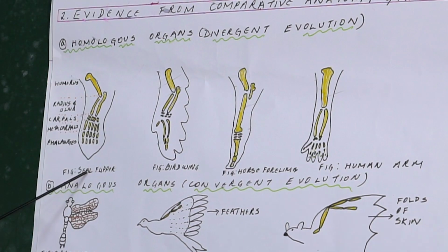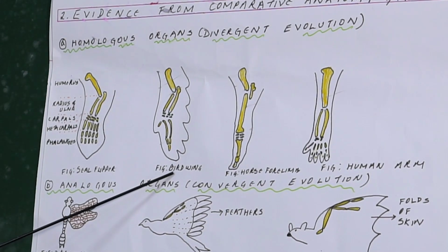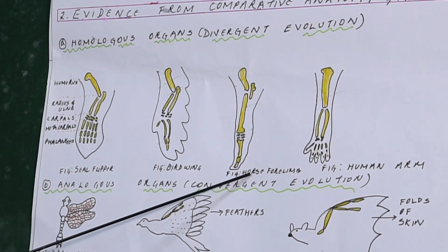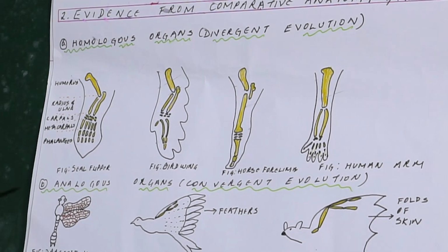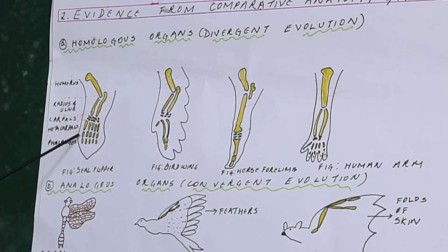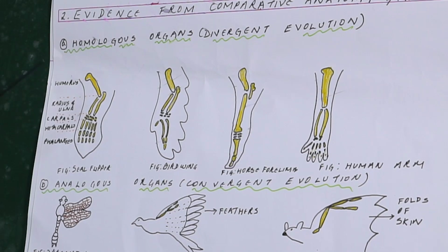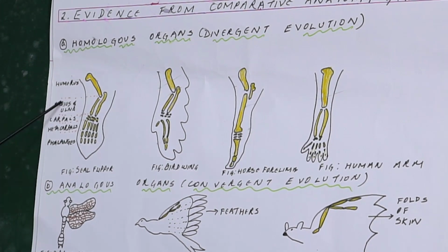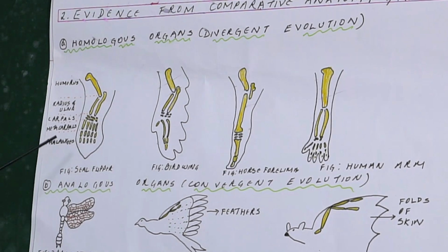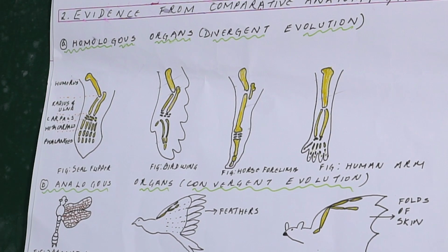When you look at the diagram, this is the diagram of a seal. This is the diagram of a bird. This is the wings of a bird. This is the horse forelimb. You know what a forelimb is, right? And then this is the human arm. When you look inside the bones, they found out that they are composed of the same bone structure, that is the humerus, radius and ulna, carpals, metacarpals, and phalanges, which proves that they had the same basic structure.